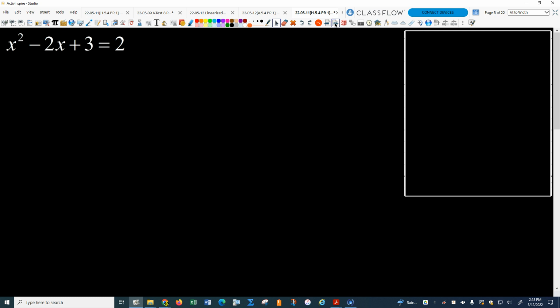How about this one? What am I going to do? Got to solve that equation. What do I always do? First step is kind of a no-brainer. What do I always do? Set it to 0. Yeah, subtract 2 from both sides.